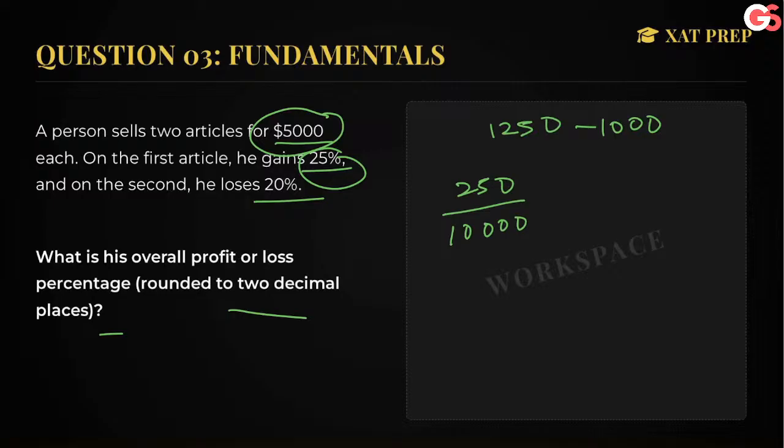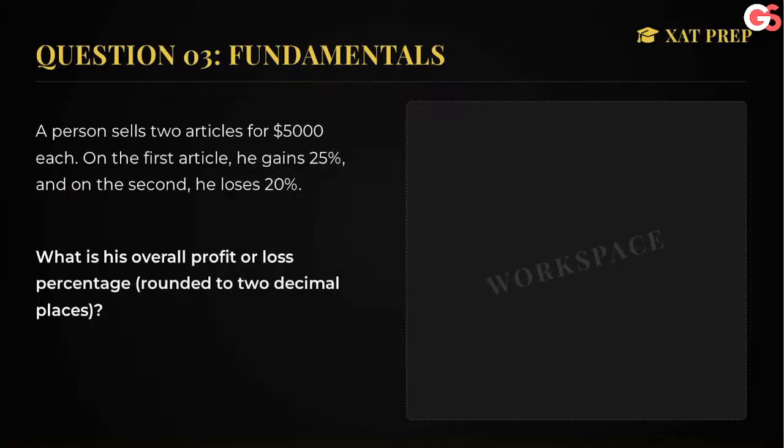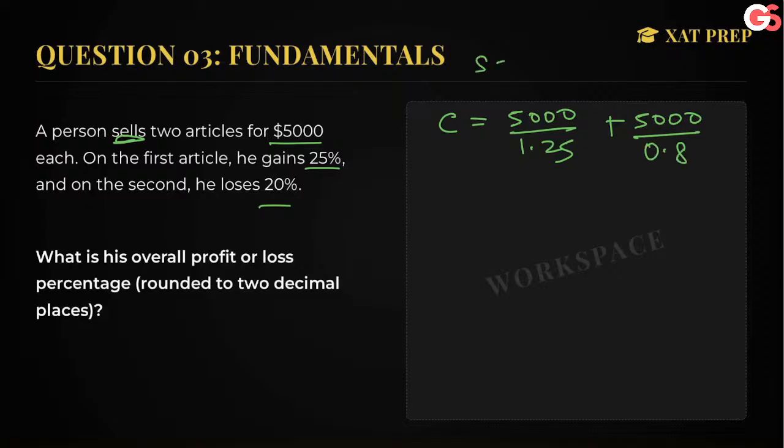Is that right? No, this is wrong, because there is a confusion here. This confusion happens when you don't pay attention. I said a little earlier that unless specified, you'd always assume cost price, but it's the selling price. He sold at 5,000. On one he got 25%, on one 20% went. So basically, if I want to calculate the total cost price, it will be 5,000 upon 1.25 plus 5,000 upon 0.8. That will be the total cost price, and selling price is 10,000. Is that clear? That is one way.